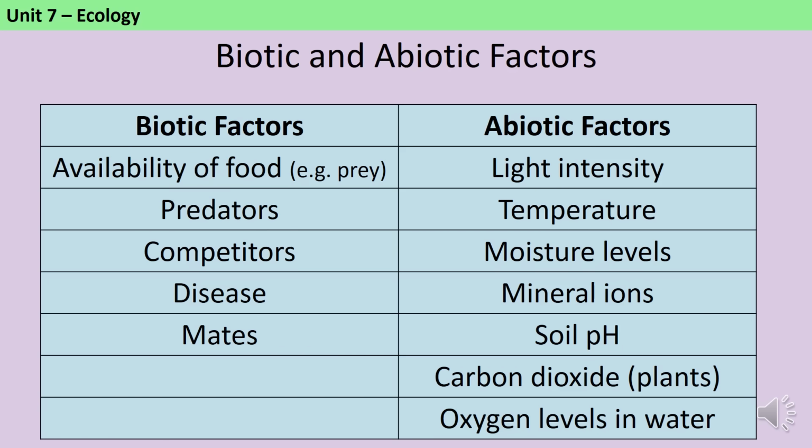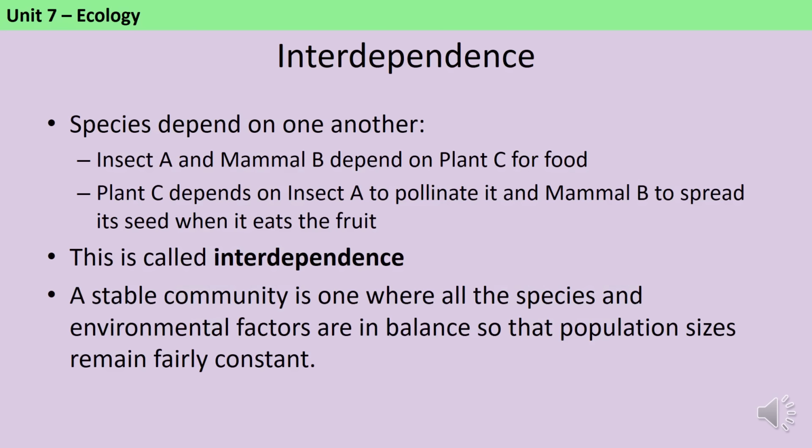Or as a plant, you might not be able to survive in an area that doesn't have sufficient light, so you can't do photosynthesis, or where there aren't enough mineral ions in the soil. When we talk about interdependence, we mean the way that different species interact with each other in order to be able to survive. So for instance, insect A might be a pollinator like a bee that drinks the nectar of plant C while it's pollinating it, and then mammal B might eat the fruit. And plant C needs both of those animals because even though they're feeding on it, without them it wouldn't be able to make fruit because it wouldn't be pollinated and it wouldn't be able to spread its seeds.